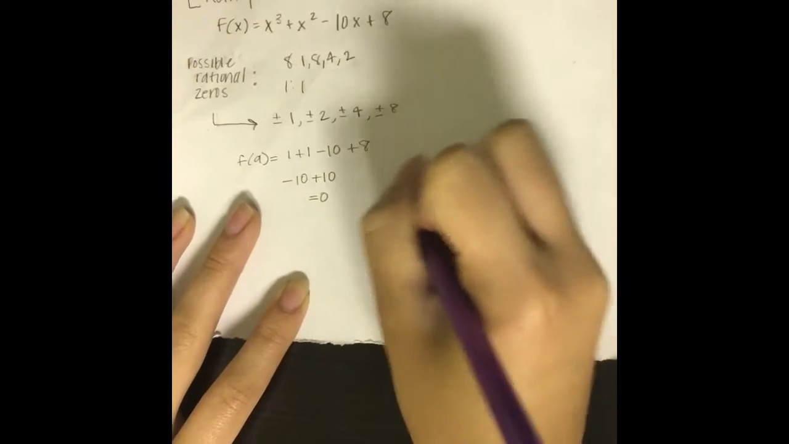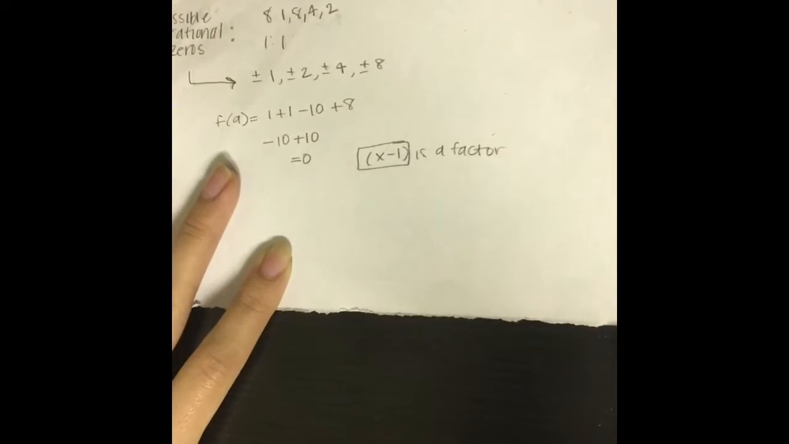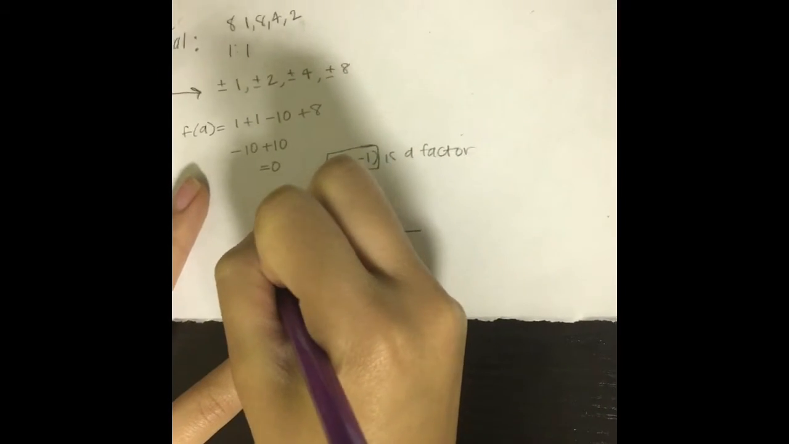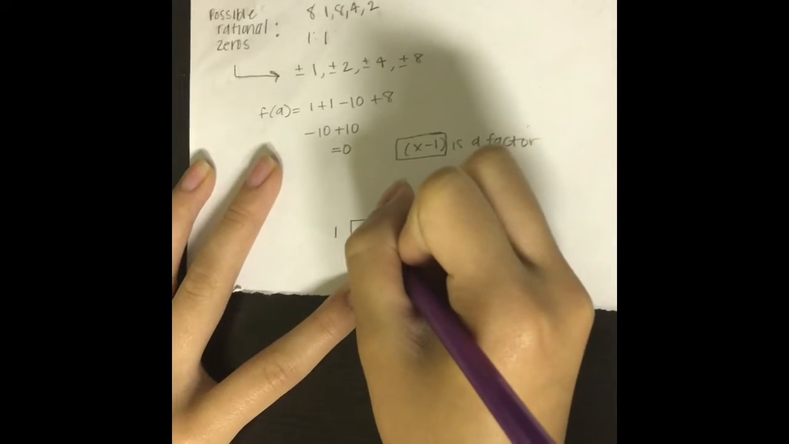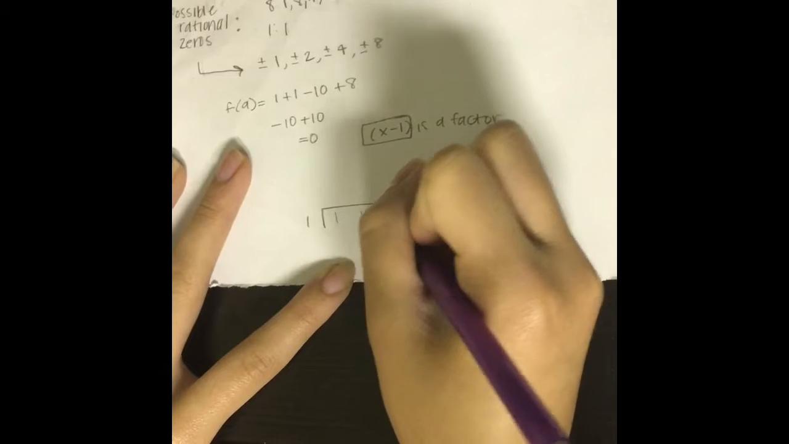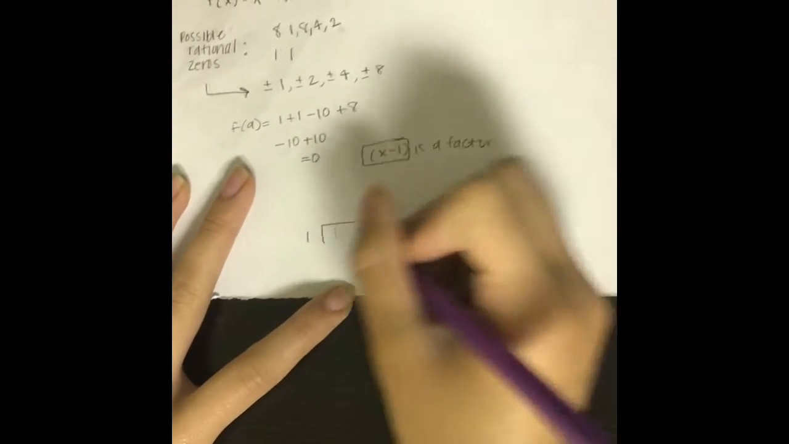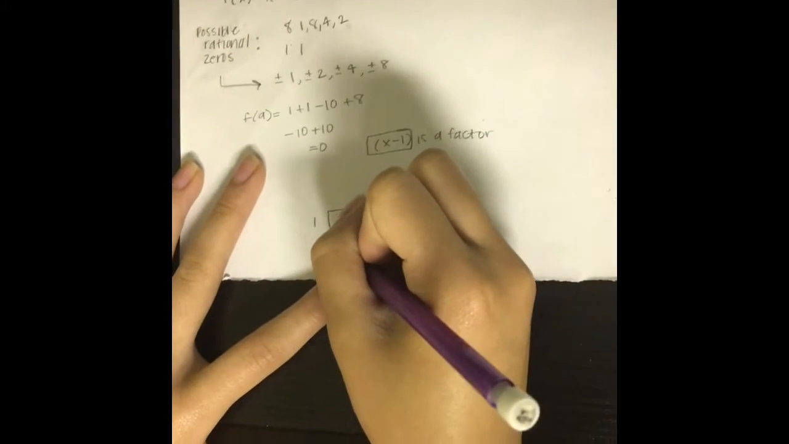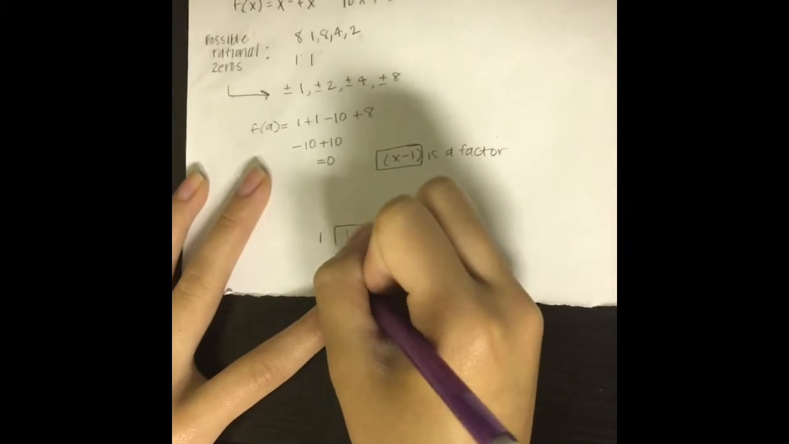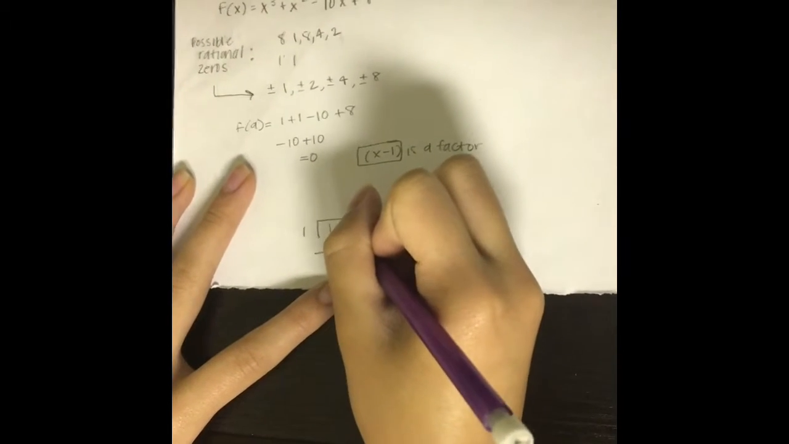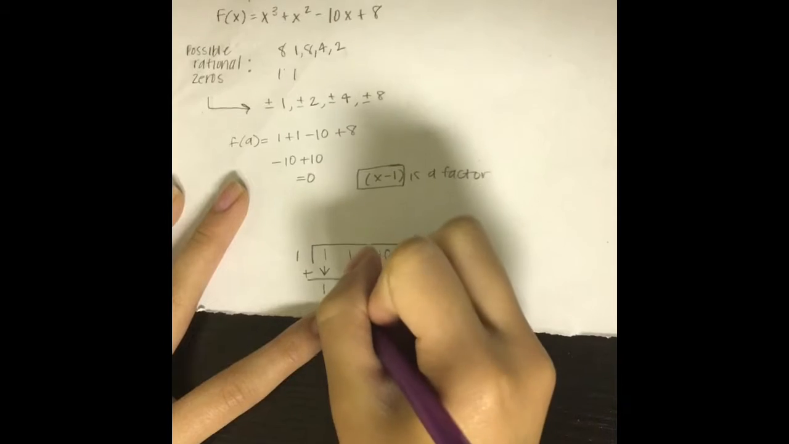And then we're going to do synthetic division. For synthetic division, we're going to put a 1 on the outside, and then on the inside, we're going to put all the coefficients, which is 1, 1, negative 10, and 8. Then we're going to put an arrow underneath the first one, because it's a given, and then we're just going to do 1 times 1 equals 1. And then we add them together, we get 2.